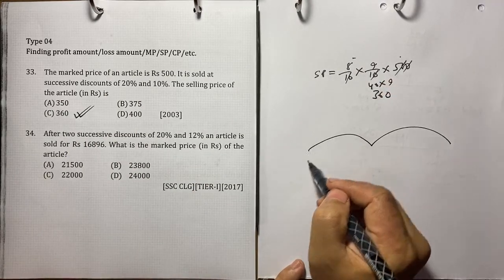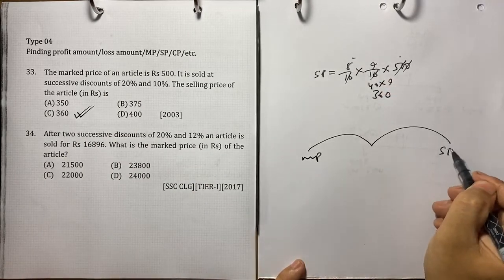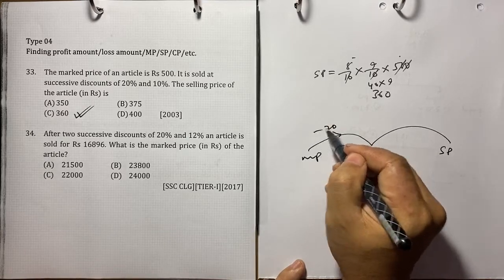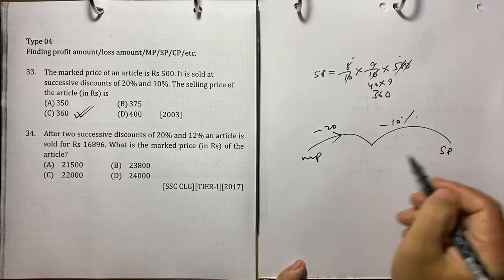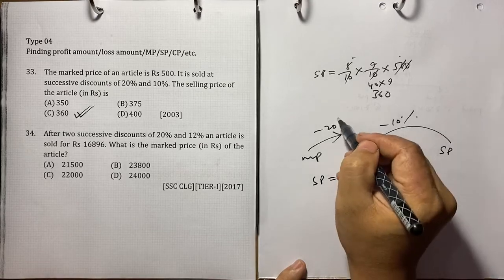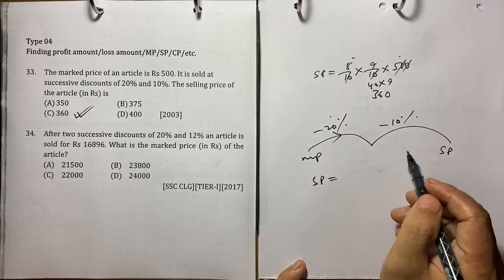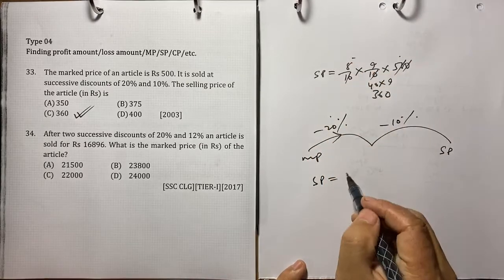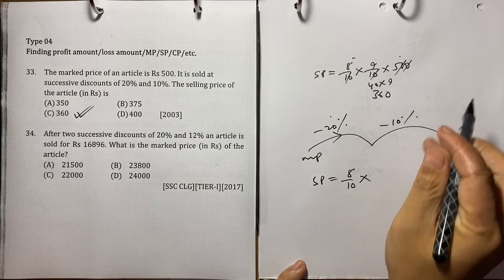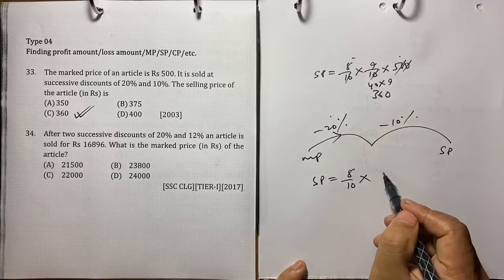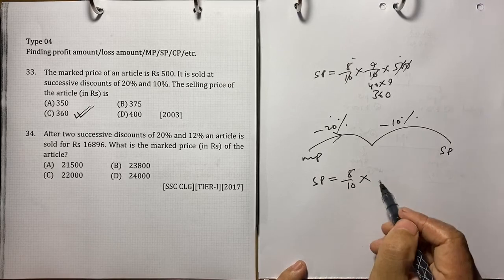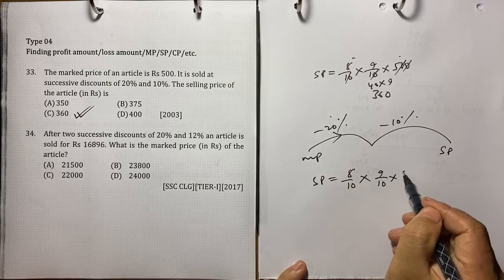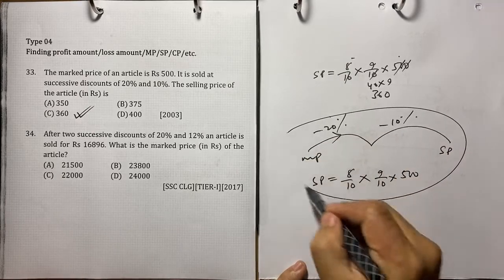Here, we have the mark price and the selling price. The first discount is 20%, and the second is 10% discount. Selling price, 20% is 100 minus 20, which is 80%. 80% is 8 by 10. Then into 10% discount is 100 minus 10, 90, 9 by 10, into mark price 500.